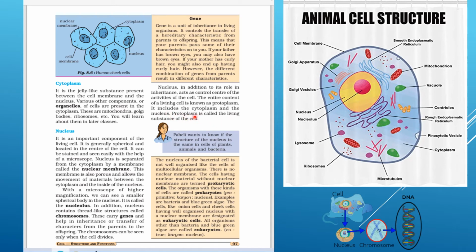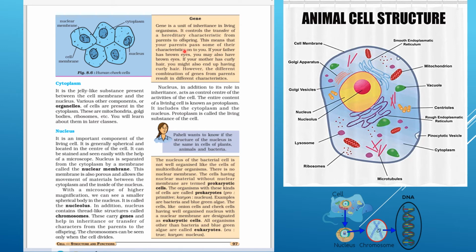The name it is given to protoplasm. Okay, now see, one topic is also given there: gene. Gene is a unit of inheritance in living organisms. It controls the transfer of hereditary characteristics from parents to the offspring. Who is responsible for it? Genes are responsible for it.